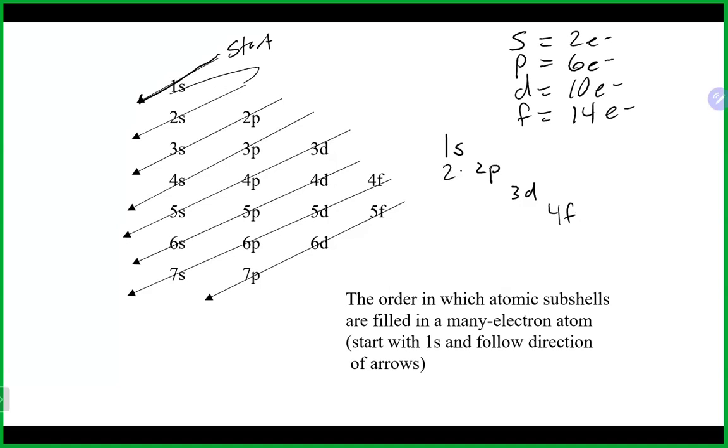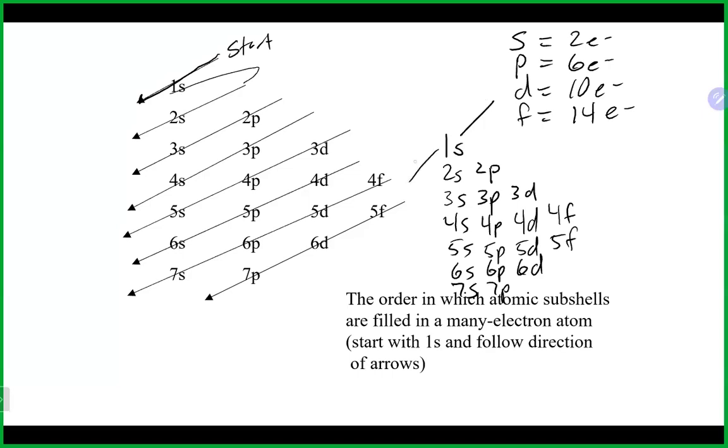So that's like 2s, 3s, 4s, 5s, 6s, 7s, 2p, 3p, 4p, 5p, 6p, 7p, 3d, 4d, 5d, 6d, 4f, 5f. I just recreated it just by doing 1, 2, 3, 4. You draw your arrows, and you basically just recreated pretty much what you need, and you can obviously continue on. So that is something that you need to know.